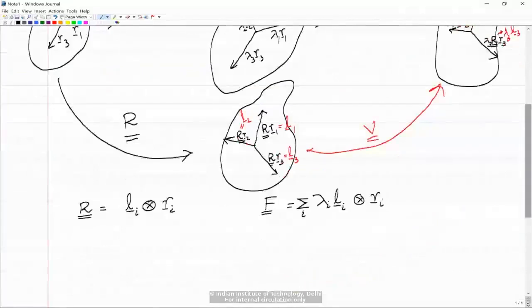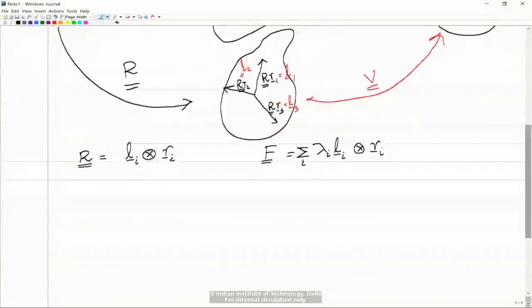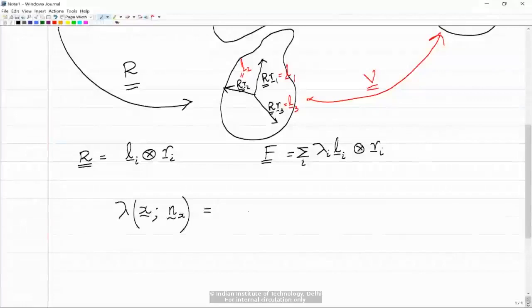Okay, so let's proceed further. With these notations for the different second order tensors, we had also seen that the lambda of a line element at nx is equal to the square root of u square nx dot with nx.